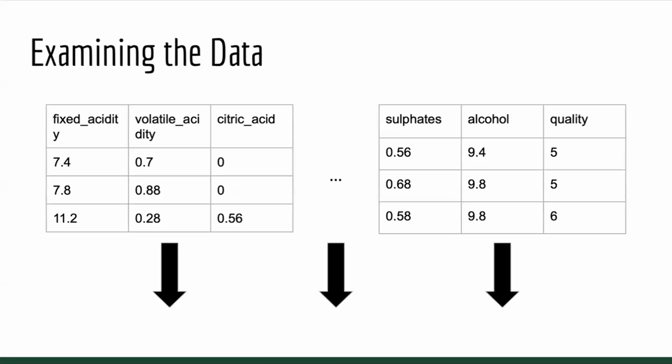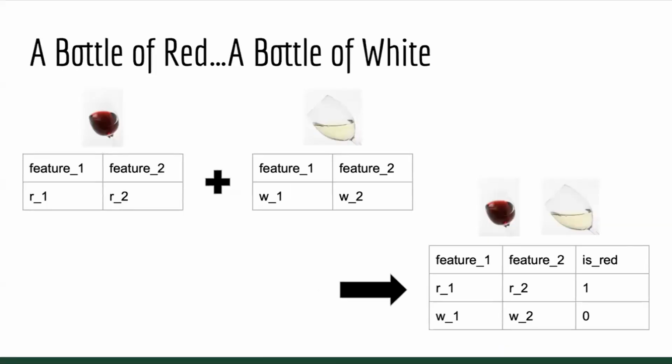Looking at our data, we have a bunch of features, so a bunch of information about a given bottle of wine. And then we have this quality score that sommeliers have probably tasted all of these wines and decided how good they think they are, going from 1 to 10. We have one data set for red wine and one for white wine, and we want to combine those and make it into one.